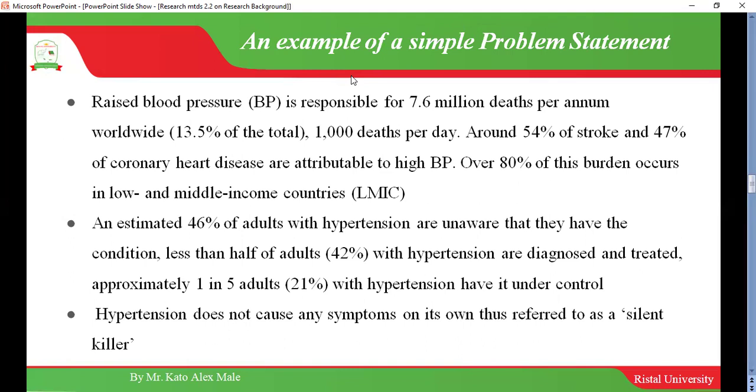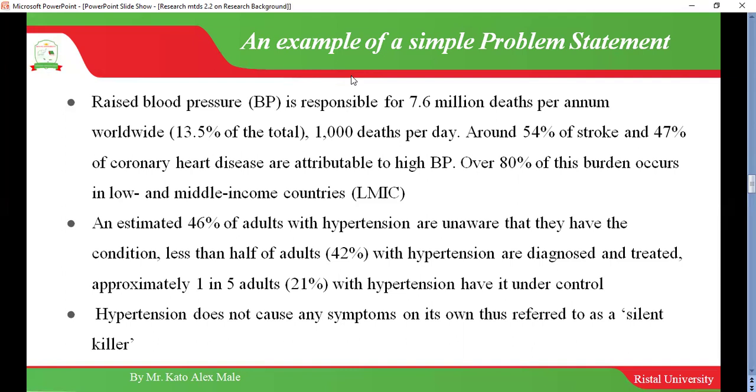Then, an example of a simple problem statement. Now, this was also obtained from the research study we began with at the beginning of this presentation. Raised blood pressure is responsible for 7.6 million deaths per annum worldwide. That is 13% of the total deaths, about 1,000 deaths per day. Around 54% of stroke and 47% of coronary disease are attributable to high blood pressure. Over 80% of this burden occurs in low and middle income countries.